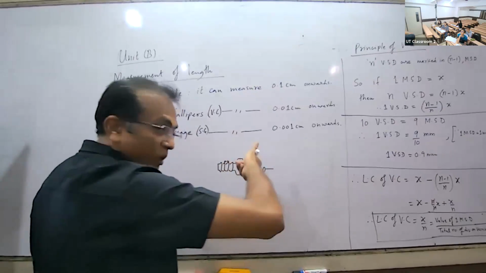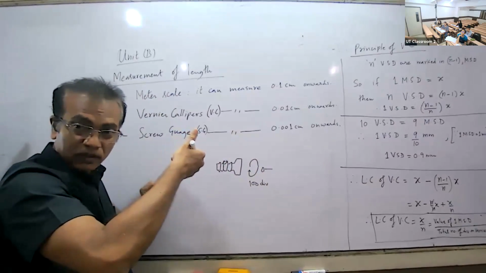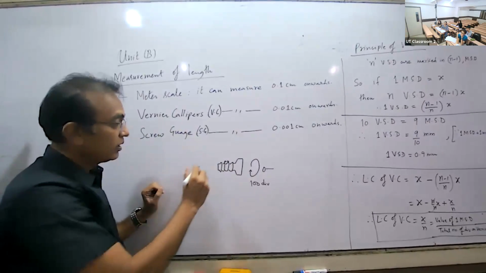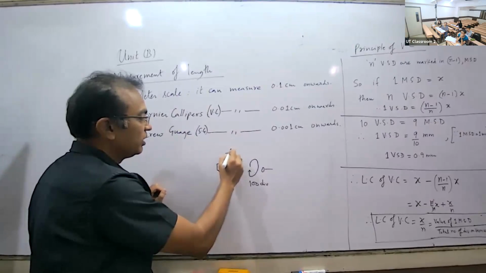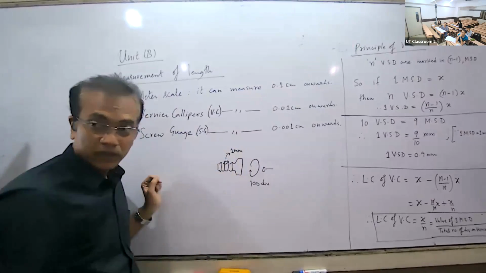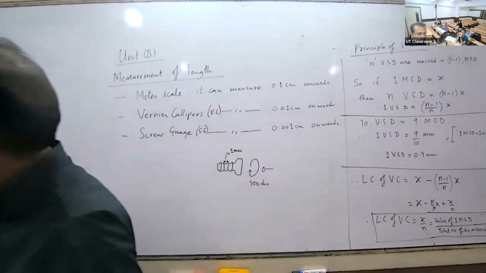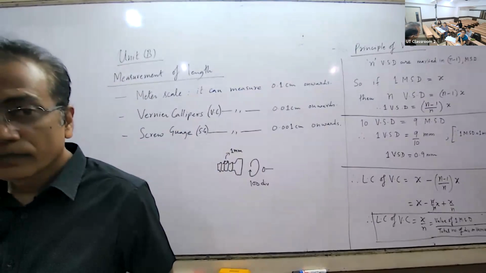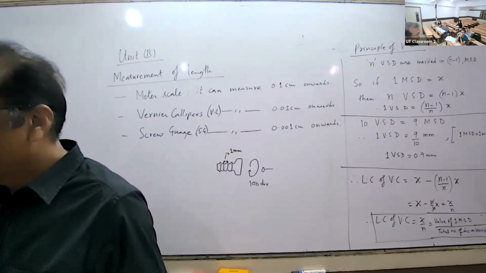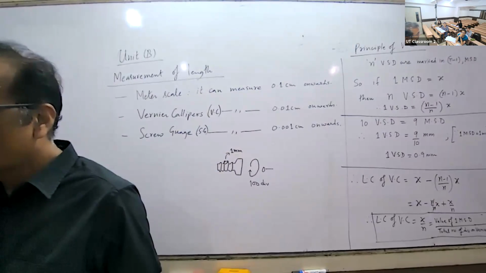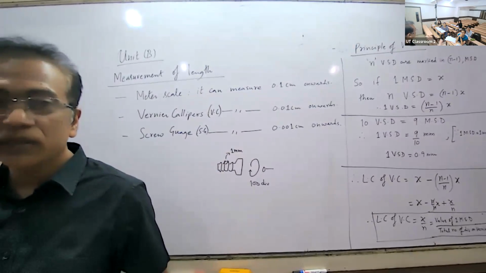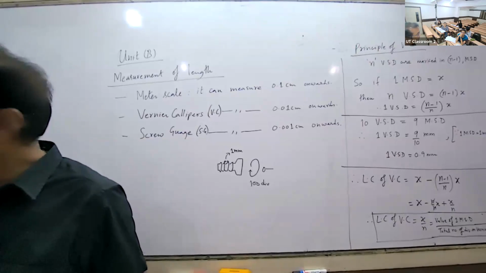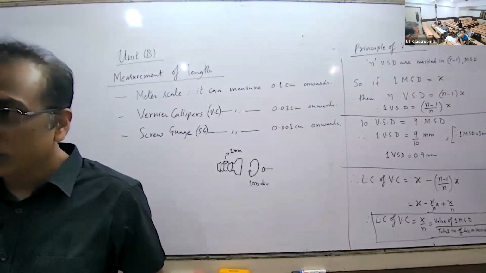When the thimble is rotated by one full circle, the screw advances by one thread, and the distance between threads is 1 millimeter. Got it? So when I rotate the thimble by one full turn, it will travel 1 millimeter. If I rotate it by just one division, it will travel 1 divided by 100. That is the least count of the screw gauge. The distance between the threads is called pitch.